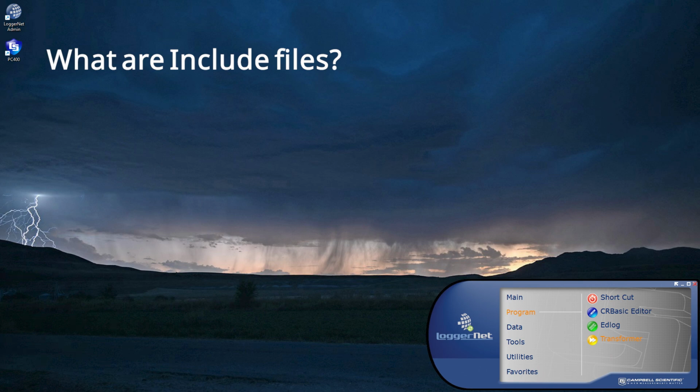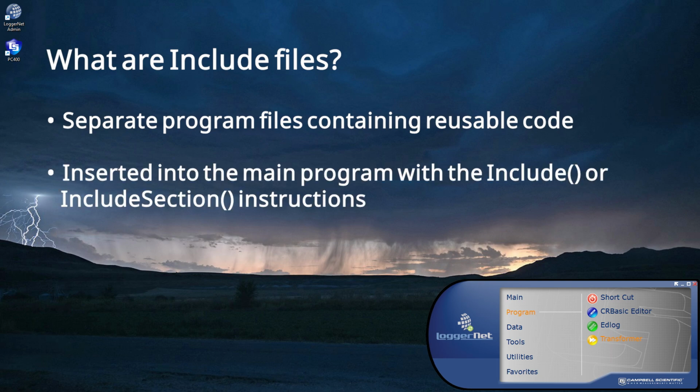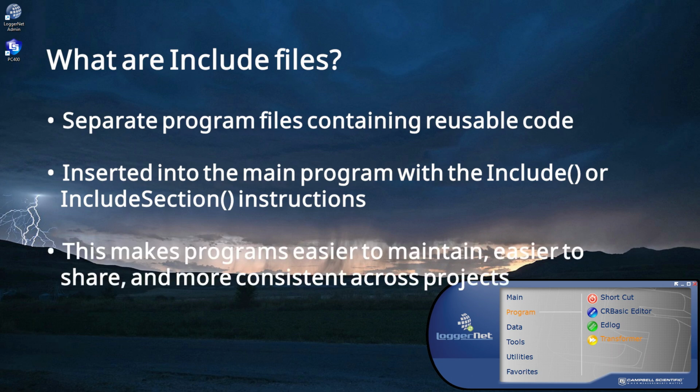An include file is a program that contains reusable code. Think of the include file as a code library where blocks of code are stored that can be used by multiple programs. This means instead of writing the same block of code in multiple programs, I can store code once in an include file and then insert the file or sections of a file into any main program using the include or include section instruction. This makes programs easier to maintain, easier to share, and more consistent across projects.